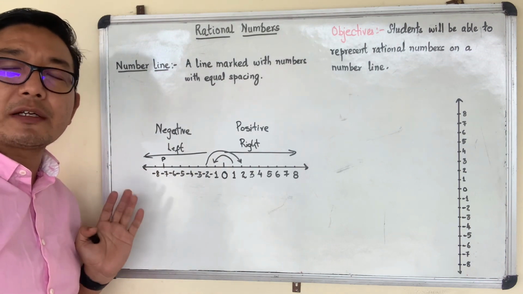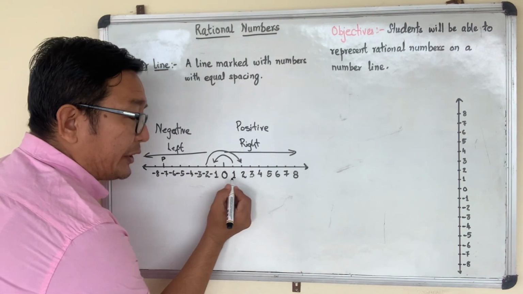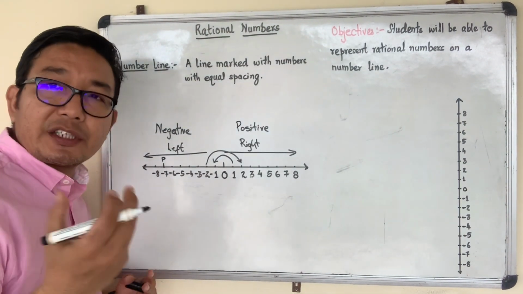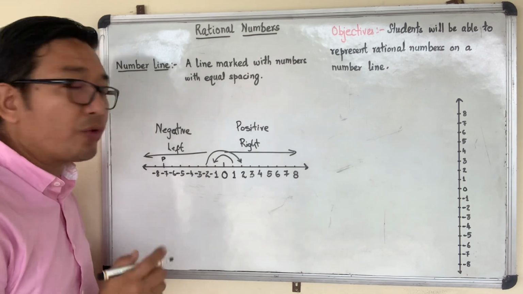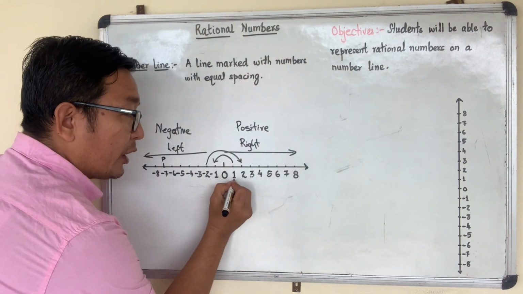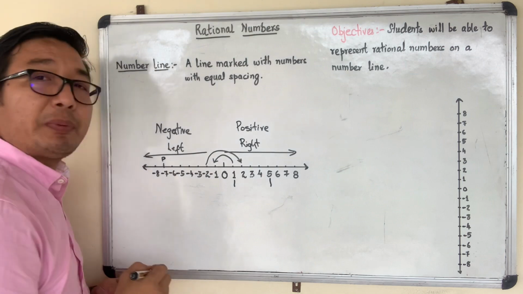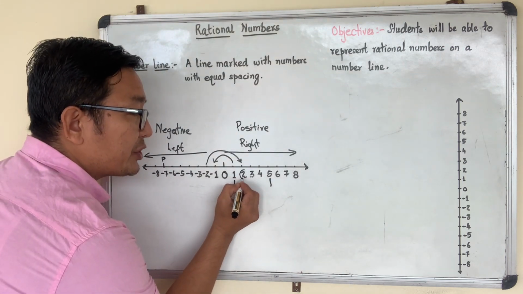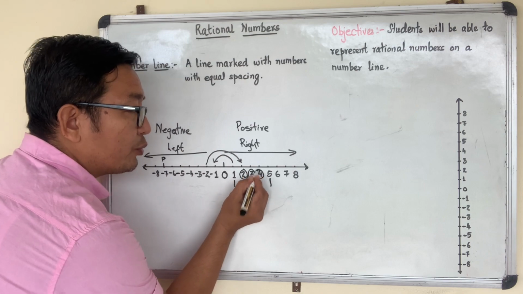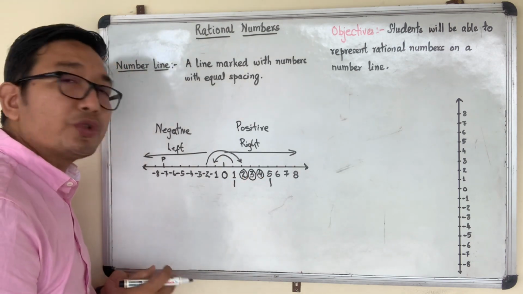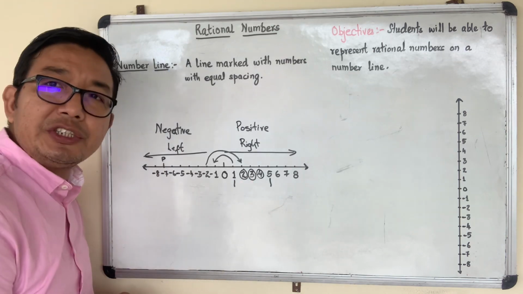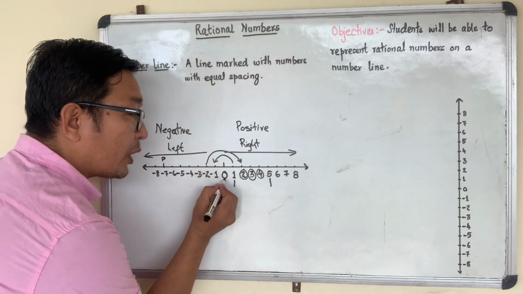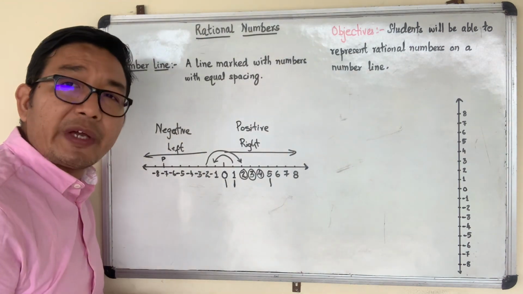Now, 2, 3 and 4 are integers between 1 and 5. Between 0 and 1, are there any integers?